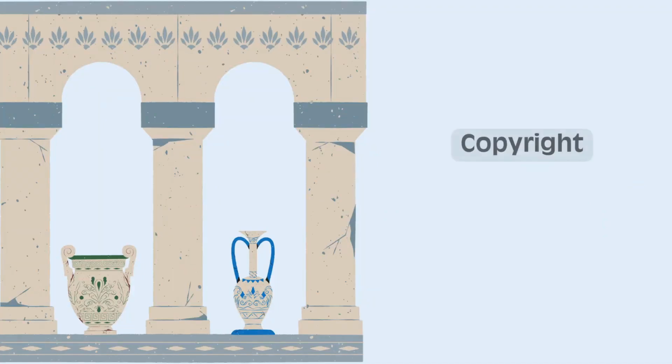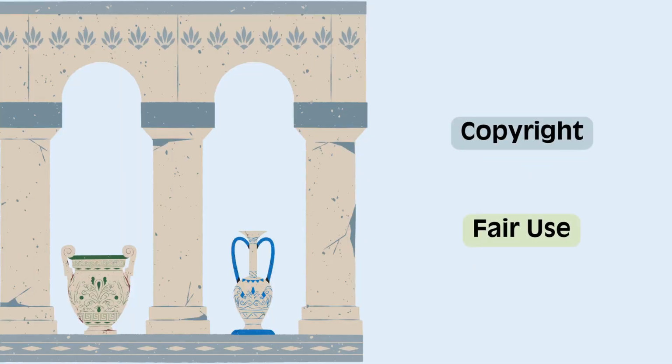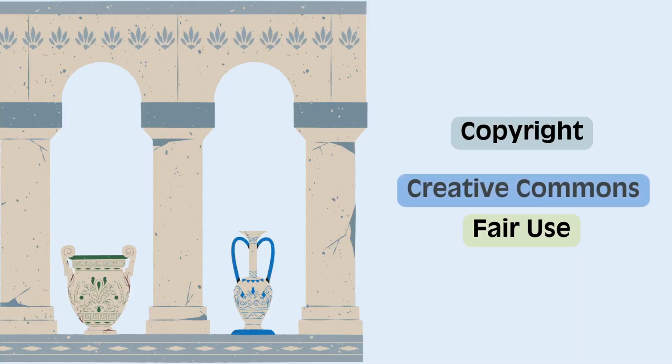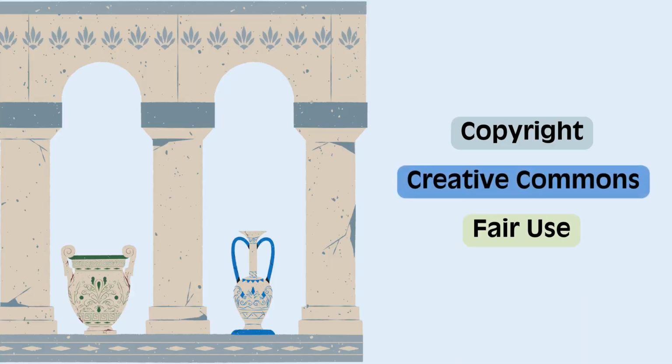When people talk about copyright, they usually mention something about fair use. There is another exception to copyright, though, called Creative Commons. This video will go over the basics of Creative Commons and the various license options.